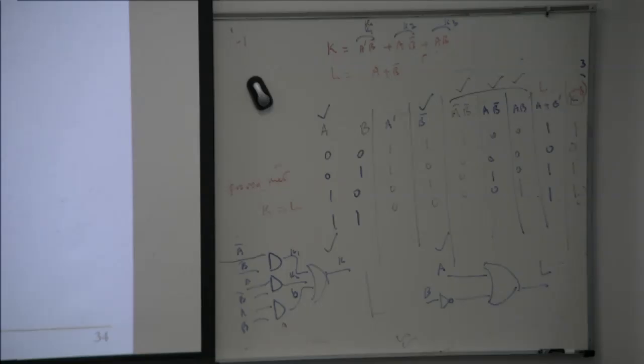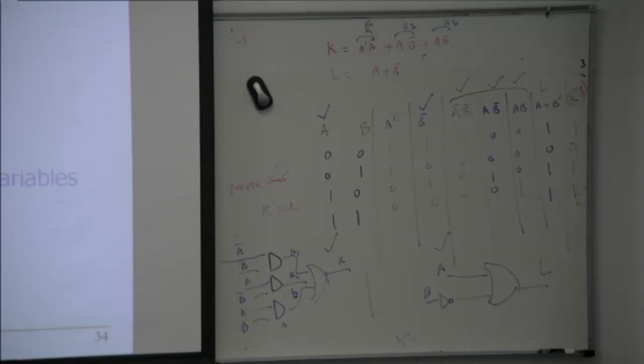Implicant. It's very important. An implicant is a product, an AND, of literals. A B C is an implicant. A bar C is an implicant. A C bar is an implicant. It's a product of literals. Now what is a literal? A literal can either be a variable or its complement.